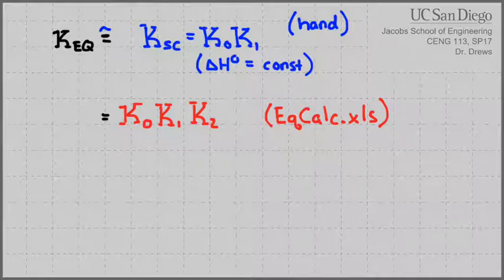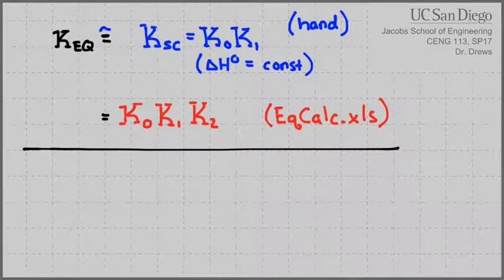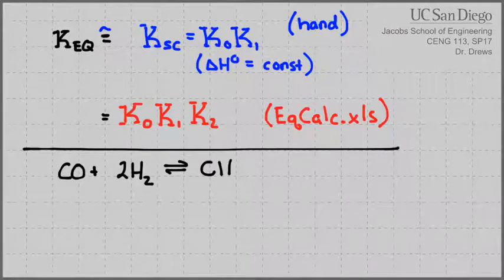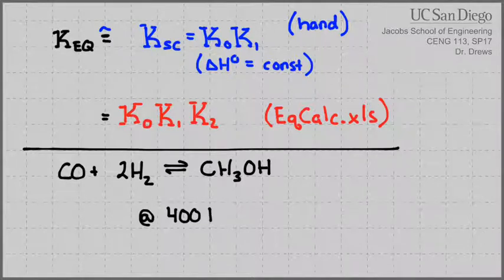So let's see an example of how we use this EQ calc spreadsheet. Let's take as our example system carbon monoxide plus 2 hydrogen in a reversible reaction to form methanol. And we're going to set this at 400 K. So we want to figure out what is KEQ at 400 K. These, by the way, are all gases.